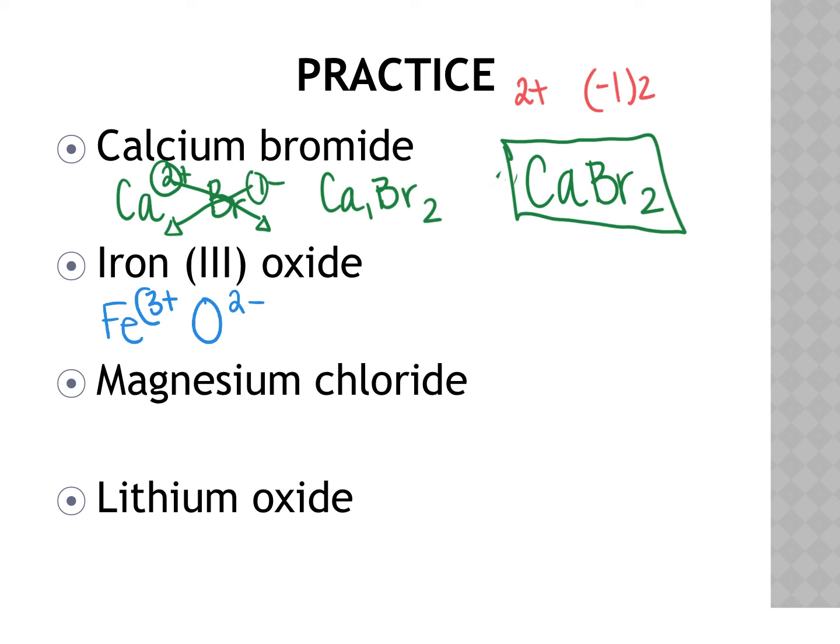If it also helps to draw it, you can circle the 3. I'm bringing the 3 down here. I'm going to circle the 2. I bring the 2 down here. Do you bring the charges with you? No. No charges for crisscross rule. Numbers only. So that leaves us with Fe2O3.